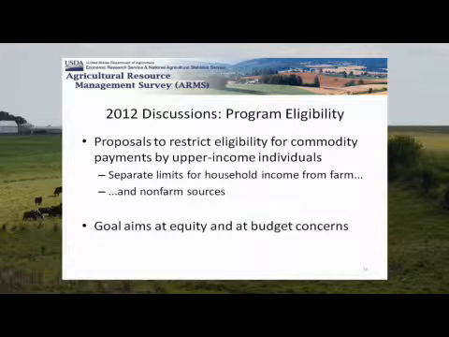In the 2012 Farm Bill discussions, there's a continuing important issue about program eligibility and who should be eligible for various types of commodity or conservation programs. In this year, we've had proposals to restrict eligibility for commodity payments by upper income individuals. In particular, to say if you have farm income over a certain amount, we will make you ineligible for commodity payments, or alternatively a separate limit for income from non-farm sources. The goals are fairly obvious. They aim at equity issues, that is, why should we extend commodity program support to extremely affluent households, and they aim at budget concerns that we are clearly under as we develop the Farm Bill.